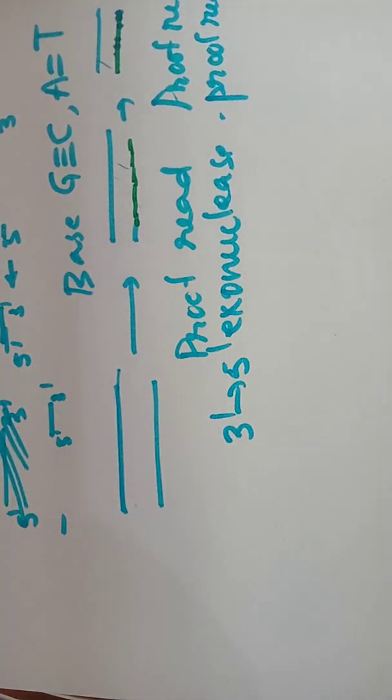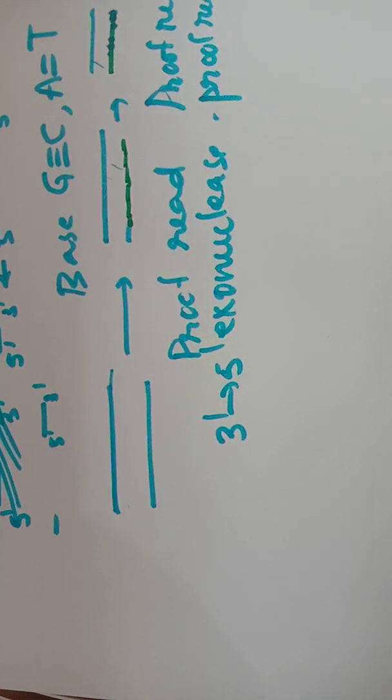Proofreading activity. Okay. DNA polymerase 1 has 3 important activities. One is 5 prime to 3 prime polymerase activity, another is 3 prime to 5 prime exonuclease activity, and the third is 5 prime to 3 prime exonuclease activity.